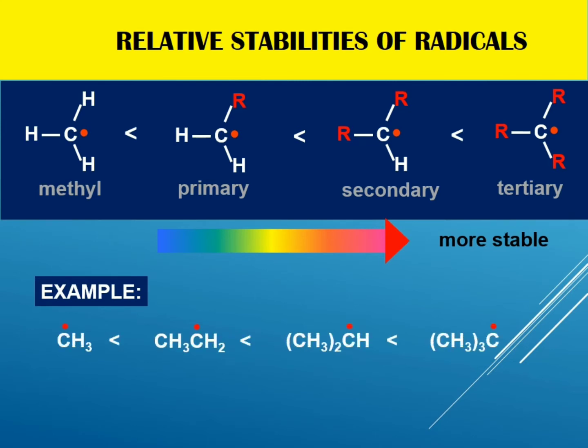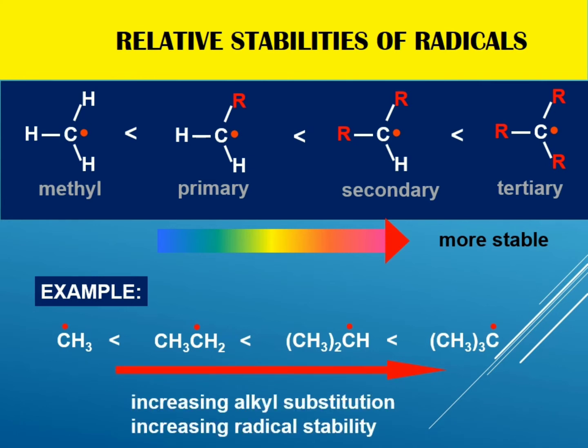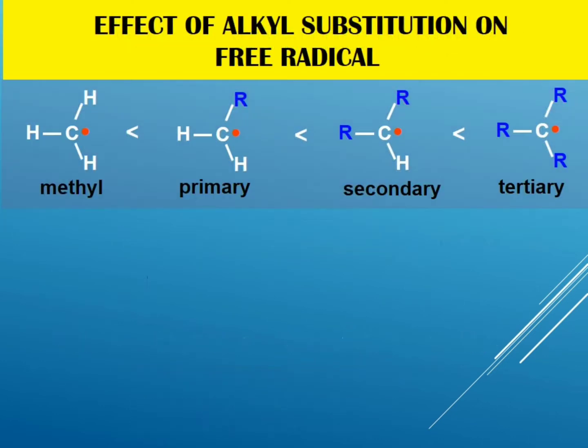So based on the arrangement, we can say when the alkyl substitution increases, the carbon radical will be more stable. So how does the alkyl substitution affect the stability?